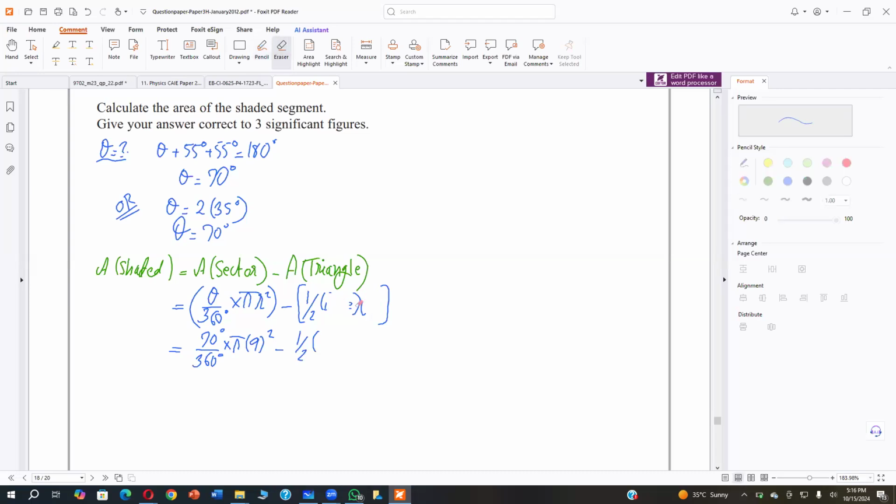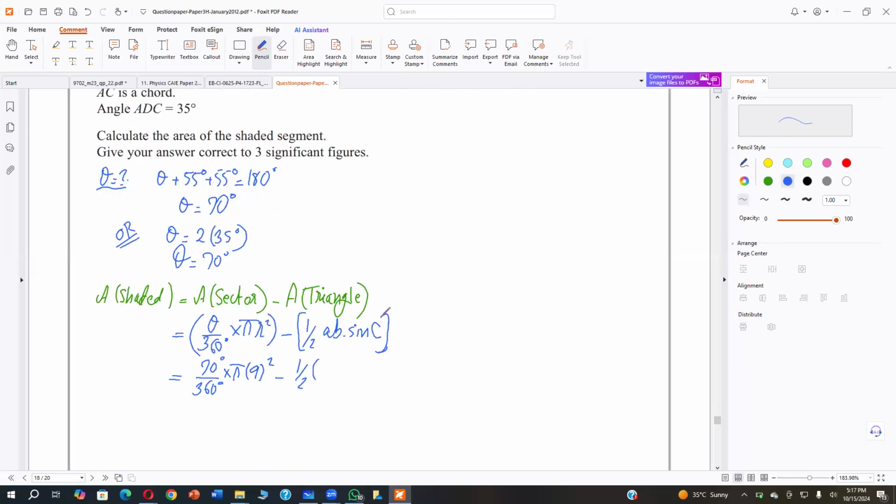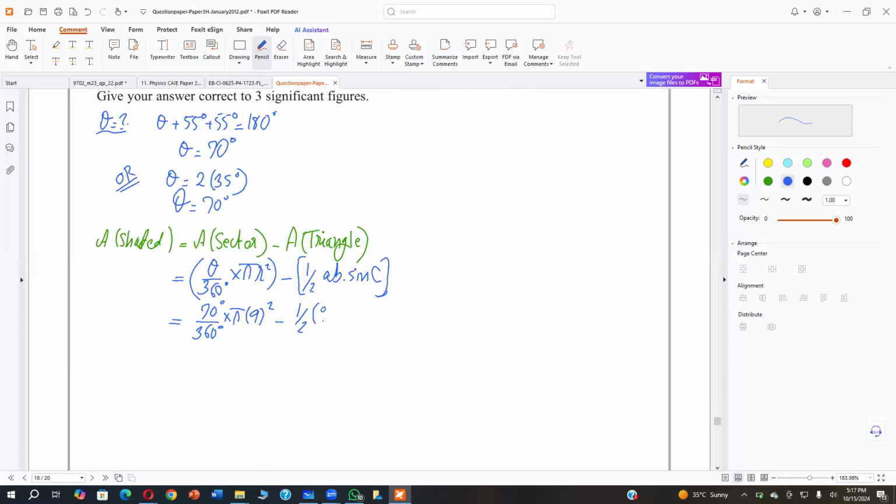Actually, I think half into base into height won't be easily applicable here. We should apply half ab sine C. Half ab sine C will be applied as half into 9 into 9 into sine 70.